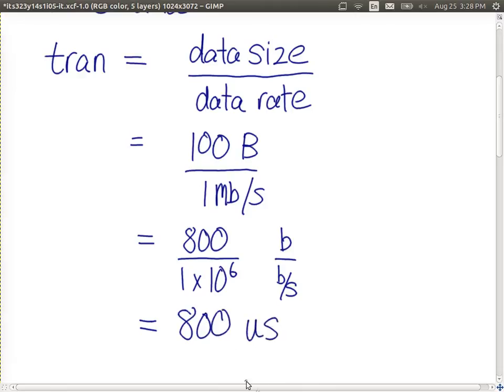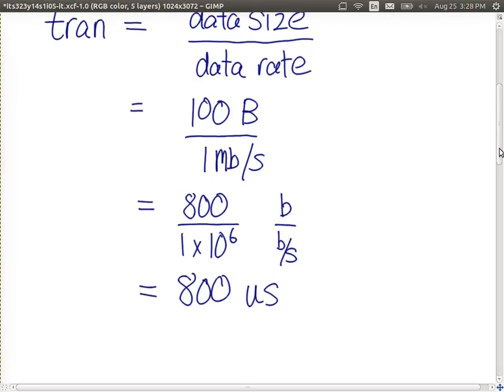You'll start to get practice and recognize this: divide by 10 to the power of 6, divide by mega, and you'll get micro. If you divide by micro, you'll get mega. Think about quick calculations on the prefixes. Or it could have been 0.8 milliseconds. That's the transmission delay. Now, propagation delay.